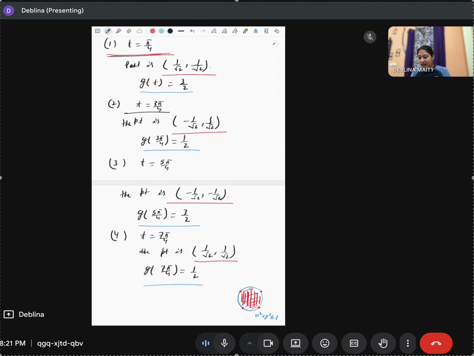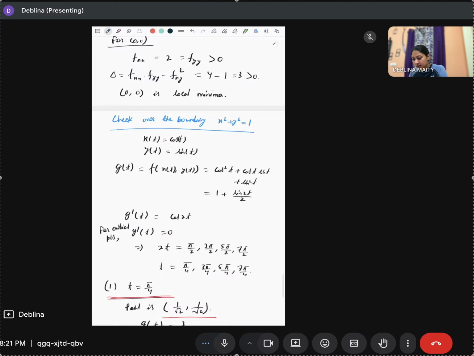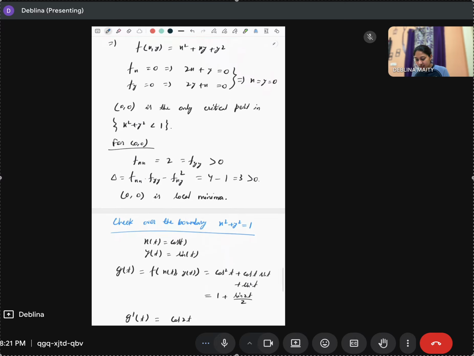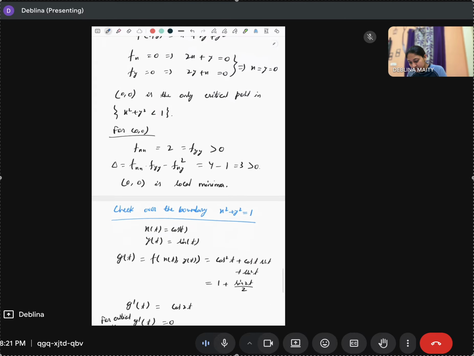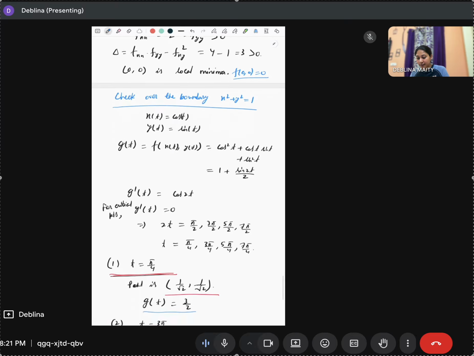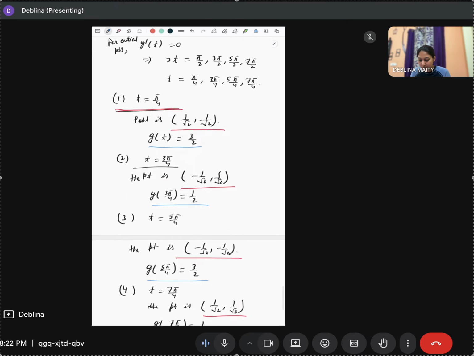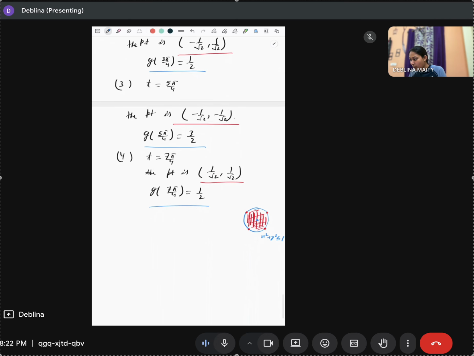And at (0, 0) the value was f(0, 0) is 0, right? I have not written that, I think. f(0, 0) is 0. So of these 5, what is the maximum? From these 5 the maximum is 3 by 2 and the minimum value is 0 at (0, 0), right?